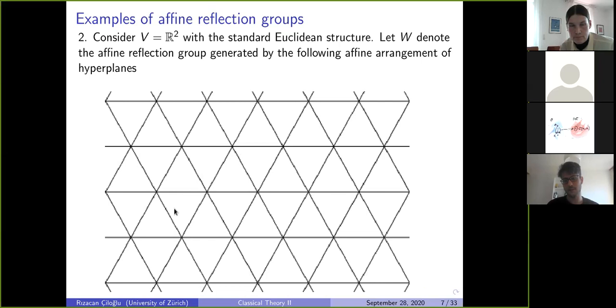These lines are just hyperplanes. This particular arrangement of hyperplanes happens to give an affine reflection group. It's clear that it's generated by reflections because we required that there are hyperplanes. Properness, like I said, I can return to it later if you'd like, after developing a bit more machinery. And similarly with this.